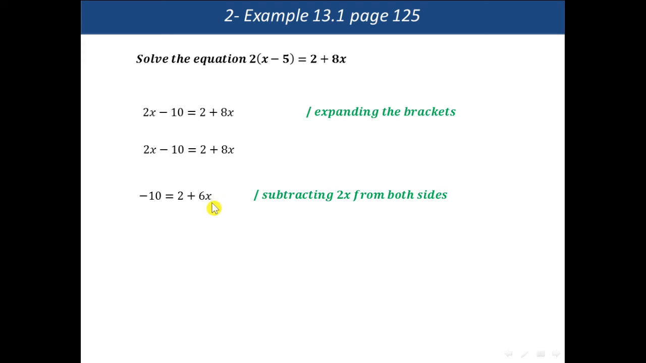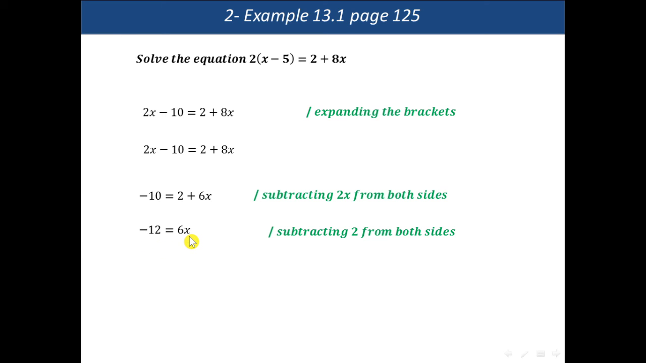Still I don't have the x alone. I have the 2 also beside it. What do I do so that I get rid of the 2? I subtract 2 from both sides. Because this is plus 2, what is opposite to plus 2? Minus 2. So plus 2 minus 2, I eliminate this one. I'm left with 6x, but because I have subtracted 2 from here, I have to do it also on the other side. So it is minus 2 minus 10, which gives me minus 12.